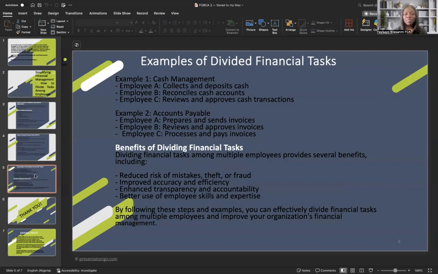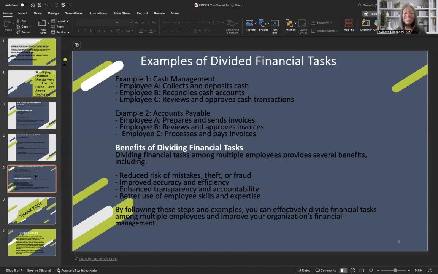Next, we're going to be looking at some financial tasks and how you can divide them amongst employees. Example 1, we have cash management. Employee A collects and deposits cash in the bank or in the safe in the office. Employee B reconciles cash accounts. Employee C reviews and approves cash transactions.